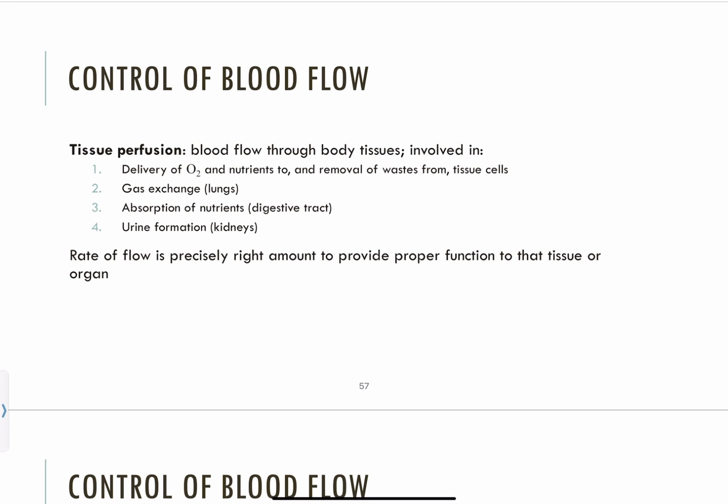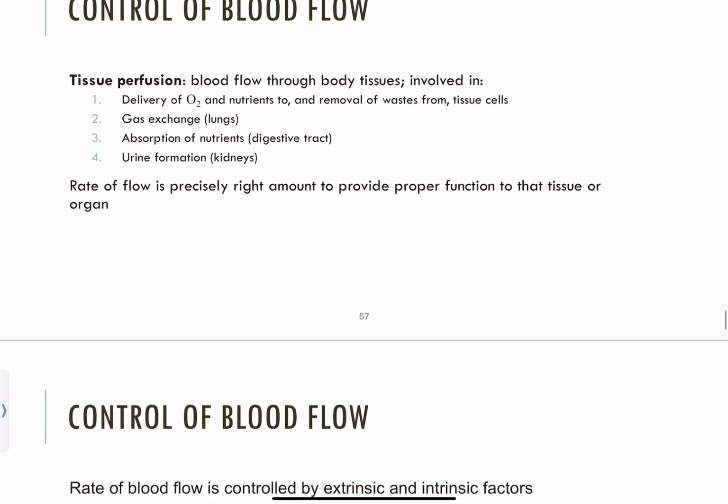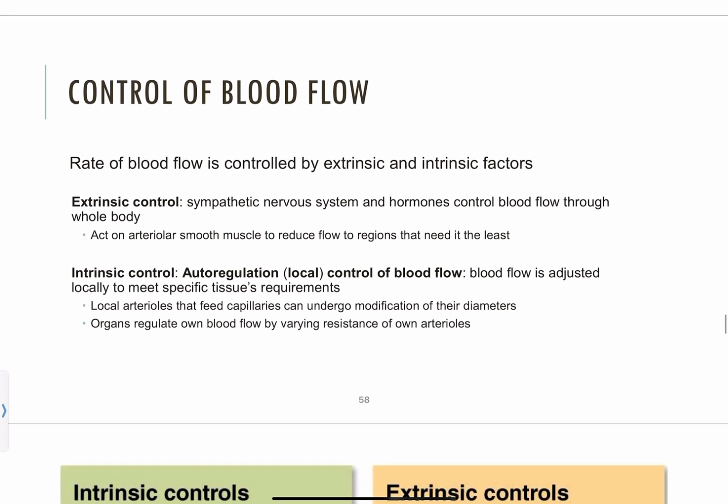And tissue perfusion serves a variety of different roles, one of which is going to be delivering oxygen and nutrients and removing waste. The other is going to be supporting gas exchange in the lungs, absorbing nutrients in the gut, and even forming urine in the kidneys. So all of these functions are going to require really fine-tuned control of blood flow. And that means they're going to need to use both extrinsic and intrinsic mechanisms in order to manage it.